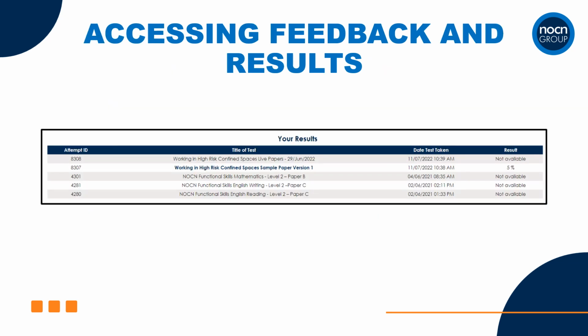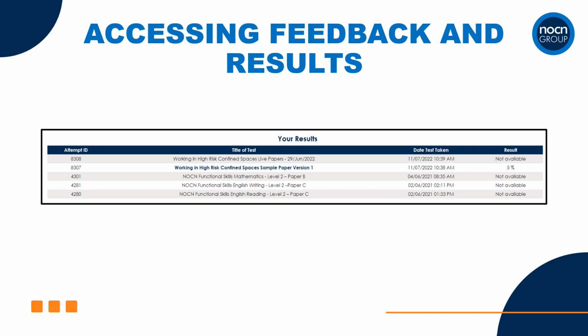Accessing feedback and results will allow the learner to see a history of the test that they have taken. The learner can click on the title where any tests have a link, for example, working in a high-risk confined spaces sample paper test. Any that have a result of not available means that the learner will have to refer to the centre for more information.